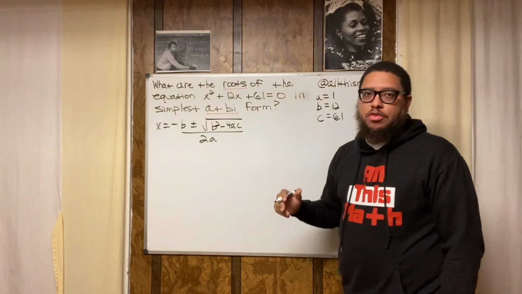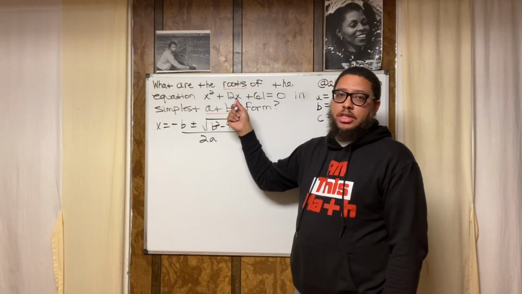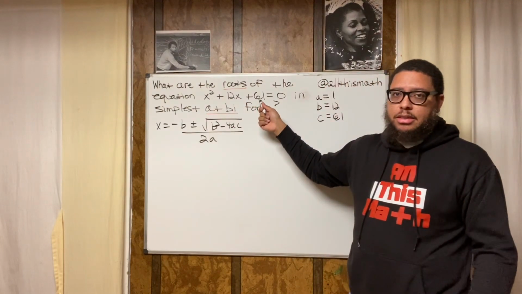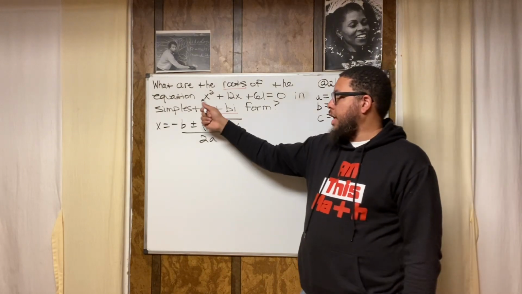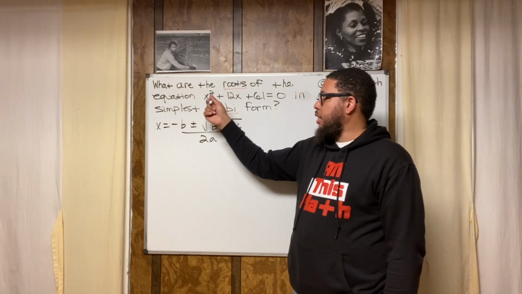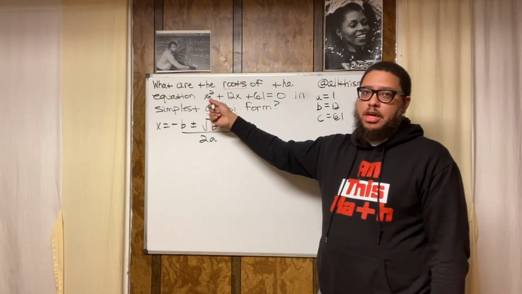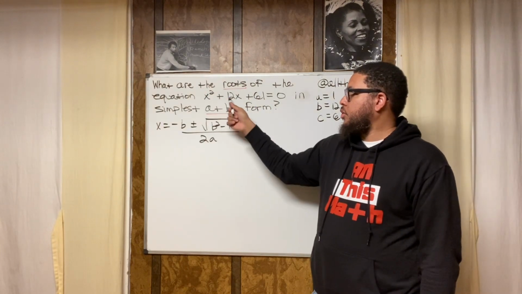A is the coefficient of your x squared term, always. B is the coefficient of your x term, or your linear term, always. And C is the constant. The constant doesn't have a variable attached to it. So you've got your A, your B, and your C. If your equation is in standard form, meaning your exponents are in descending order, then the values of A, B, and C should go in order: 1, 12, 61.